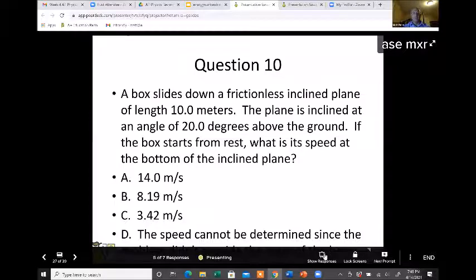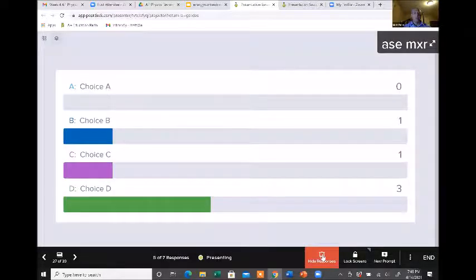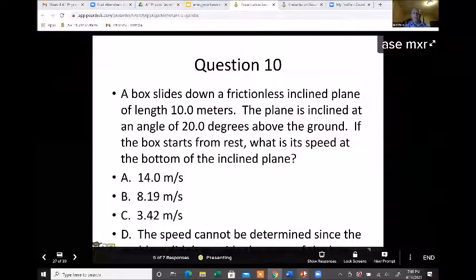I'm going to take a look at what you guys are thinking. So I'm seeing D's and B and C. All right, so it turns out D's not the right answer. So let's go back to the Zoom screen and think about this one.